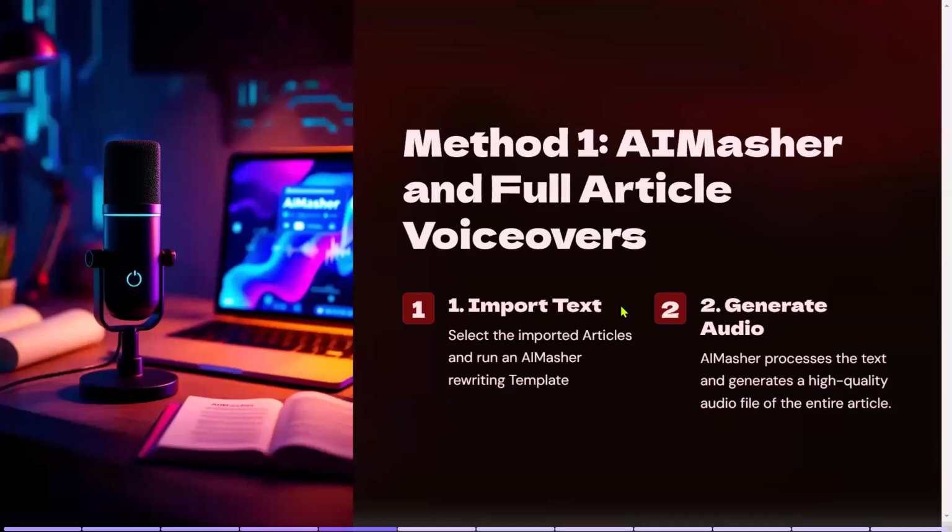Okay, method one is the AIMasher to full articles. So once you push it over to AIMasher, you can run a template on a group of articles, or you can go into each individual article, edit it, and then run the voiceover full script. And I'll show you both ways on how to do it.